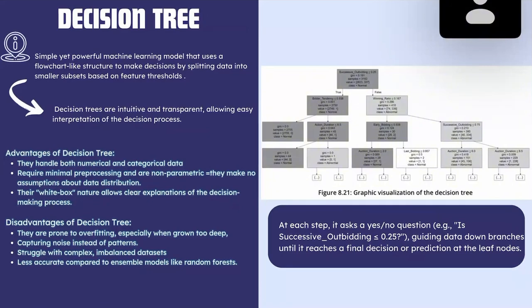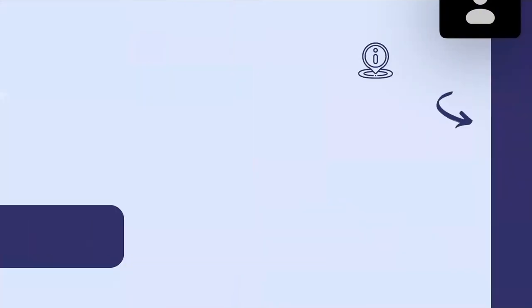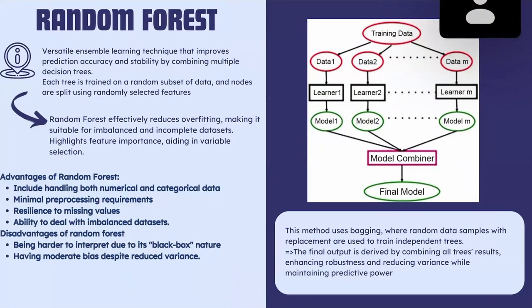About disadvantages of decision trees, they are prone to overfitting, especially when grown too deep, capturing noise instead of patterns, struggling with complex and imbalanced datasets, and they are less accurate compared to ensemble methods like random forest. To prevent overfitting, you can limit the depth of the tree or use pruning.